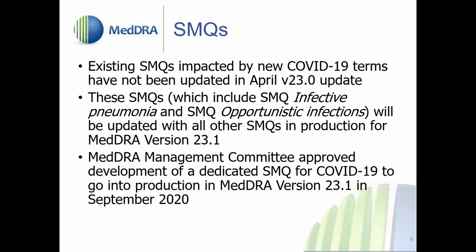So to recap, these two SMQs will be updated along with all of the other SMQs in production for the MedDRA version 23.1 release in September. Important to note is that the MedDRA Management Committee has approved the development of a dedicated SMQ for COVID-19 to go into production also by September 1st with the 23.1 release. And as we mentioned before, in the interim period, users can consider using the flag terms on the spreadsheet as a search strategy for COVID-19 search.